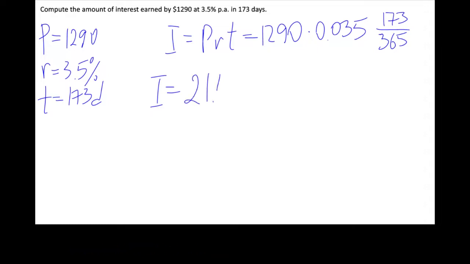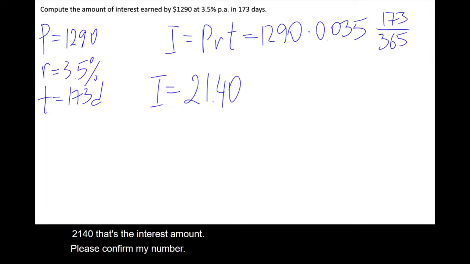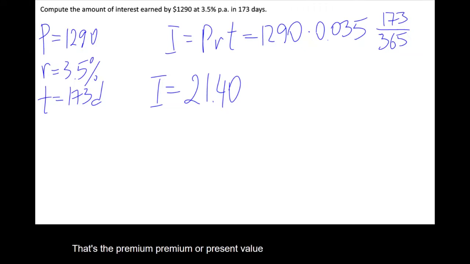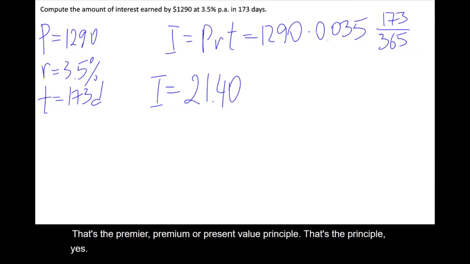So 2140, that's the interest amount. Please confirm my number. Sorry, sir, 1,290 is the original number. That's the premium or present value. Principal, yes, that's the principal. Okay, thank you. You're welcome.